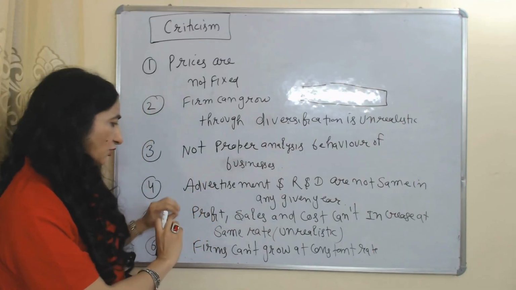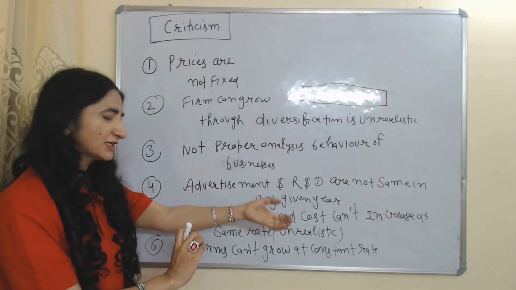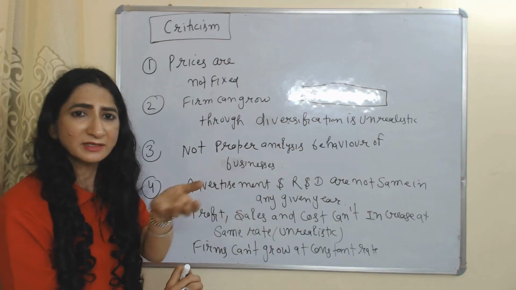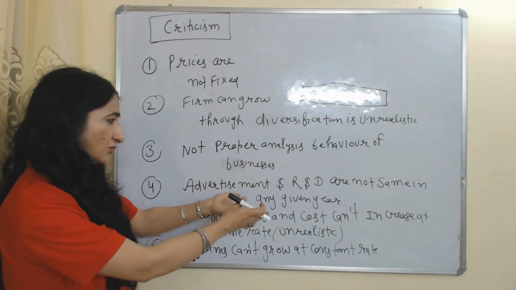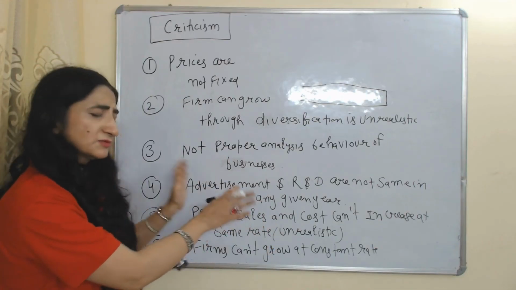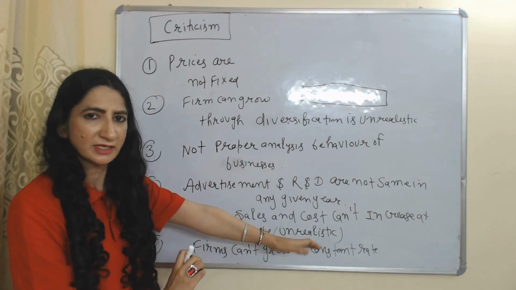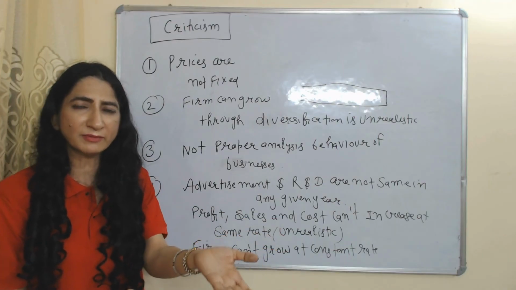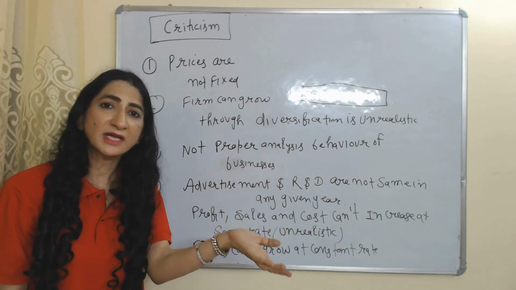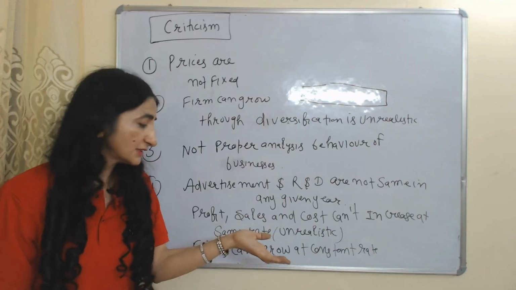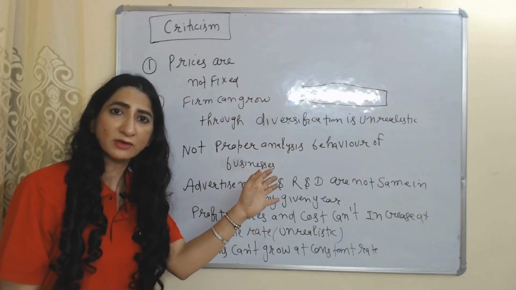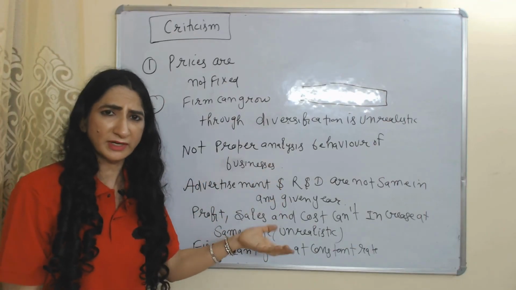And this theory assumes profit, sales and cost increase at the same rate. But how is that possible? How can profit, sales and cost increase at the same rate? So this is very unrealistic. And this theory assumes a firm can grow at a constant rate. This is not true. Sometimes a firm grows at a very fast rate, sometimes at a very slow rate, but this theory assumes the firm grows at a constant rate. So this is also very unrealistic.